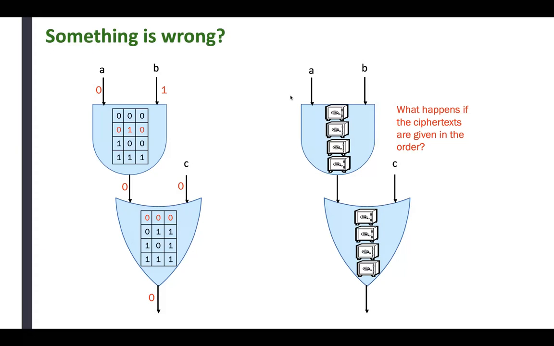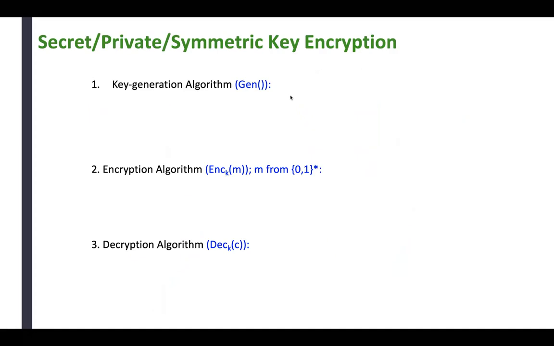But this works with physical locks and keys. We have to translate these physical locks and keys into crypto primitives. And the crypto primitive that Yao used is secret, or private, or symmetric key encryption, or SKE. This is a very well-known primitive that almost everyone knows about. If you have heard about AES or DES, these are all instances of secret key encryption. Let me very briefly tell you what it is.